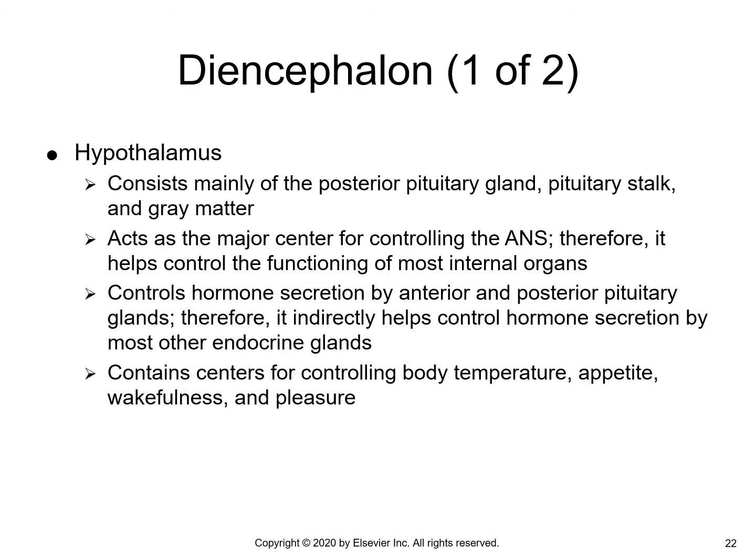Diencephalon. This is the hypothalamus. It consists mainly of the posterior pituitary gland, pituitary stalk, and gray matter. It acts as the major center for controlling the autonomic nervous system. Therefore, it helps control the functioning of most internal organs. It controls hormone secretion by anterior and posterior pituitary glands. Therefore, it indirectly helps control hormone secretion by most other endocrine glands. It contains centers for controlling body temperature, appetite, wakefulness, and pleasure.